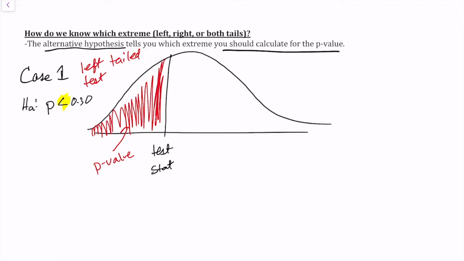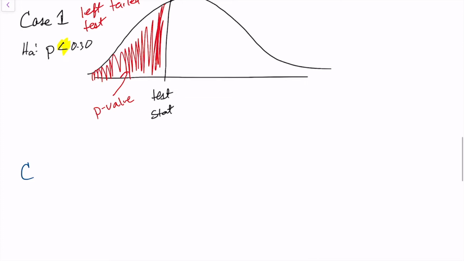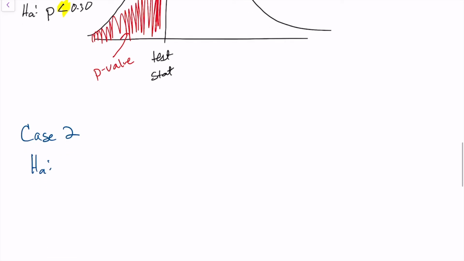If it's pointing to the right, let's talk about case two. Let's say in this case, the alternative hypothesis was, let's do the population mean, mu is greater than, I don't know, 15. All right, let's say we just had that. Well, what does that scenario look like?